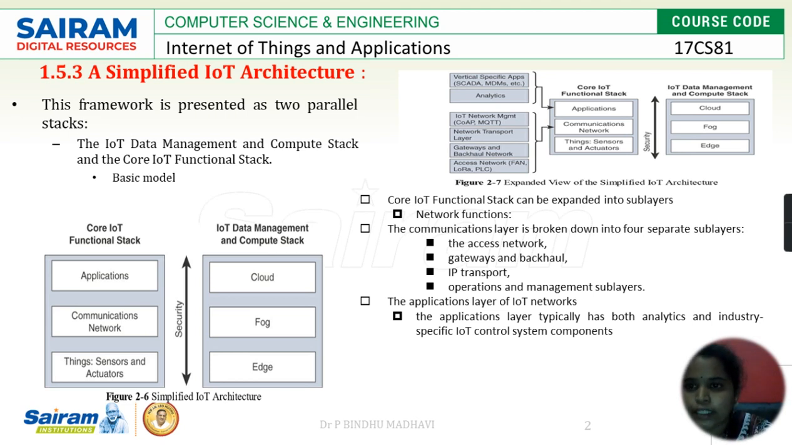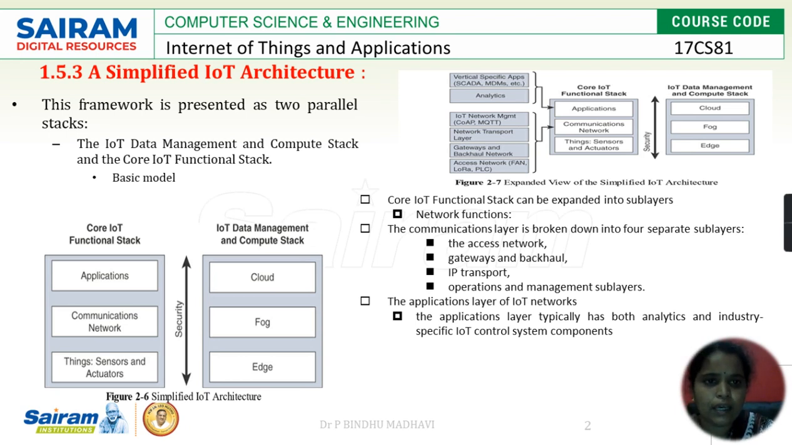So let me explain the core functional IoT stack. Before that, you could see the rightmost side of this slide includes the detailed or enhanced view of this simplified IoT architecture again. Usually we call this a basic model also. Why? Because all the 7 layers we brought down to 3. So this is a reduced framework with a pair of 3-layer stacks, so we can call it a basic model.